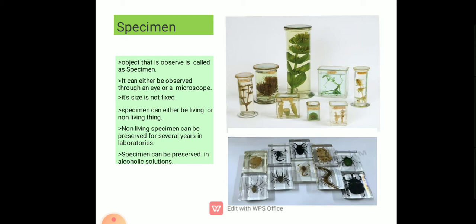Now in the picture you can see some plants. They are big in size, right? Some plant specimens are also preserved in alcohol and kept in the laboratories. You can see some insects as well. They are visible to the eye, but still they are specimens.